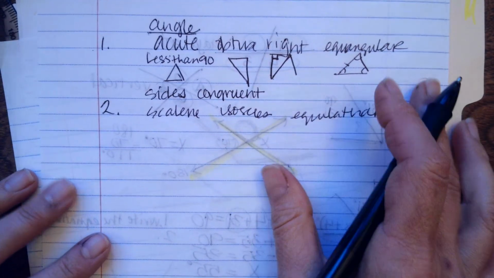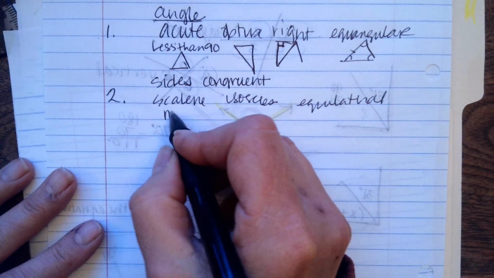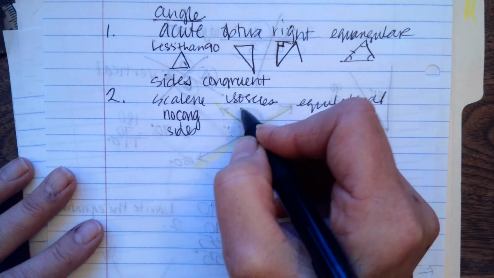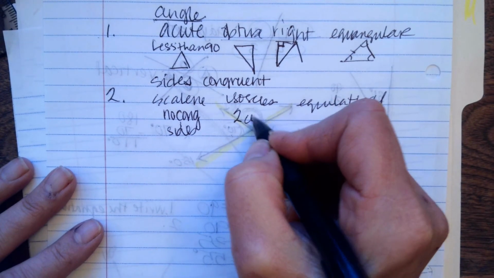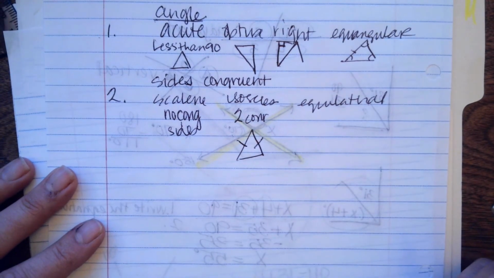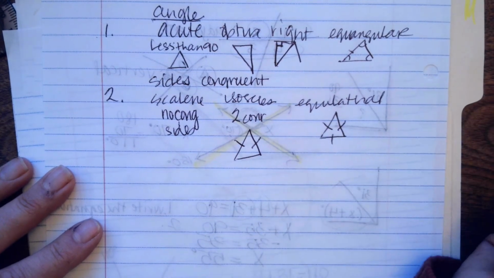The congruent sides: a scalene has no congruent sides. An isosceles has two congruent sides. And remember, we know because it'll show lines like that. And an equilateral has all three sides equal.